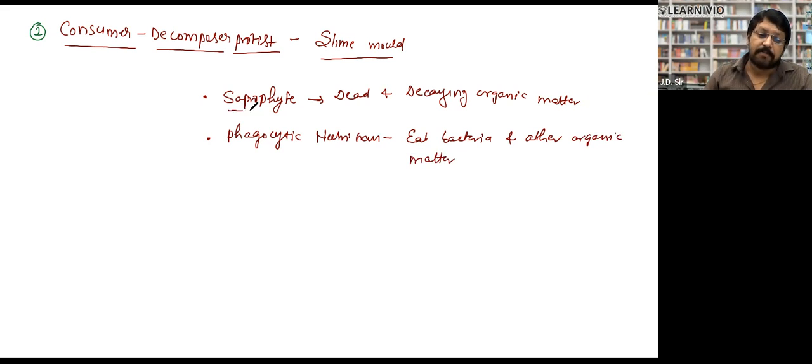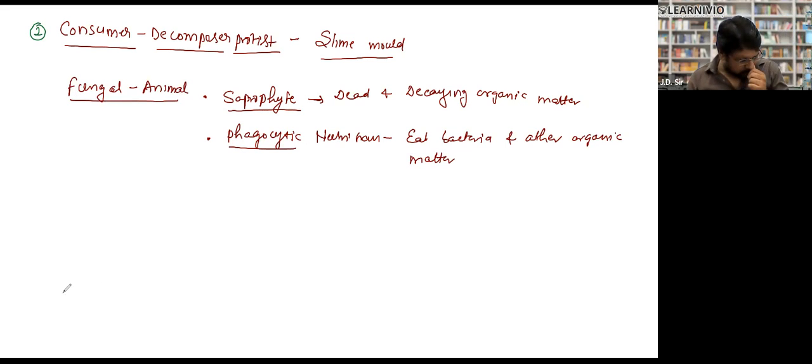Saprophytic mode of nutrition is characteristic of fungi. Phagocytic nutrition is characteristic of animals. So that's why they are also known as fungal animal. We call them what? Fungal animal, right?